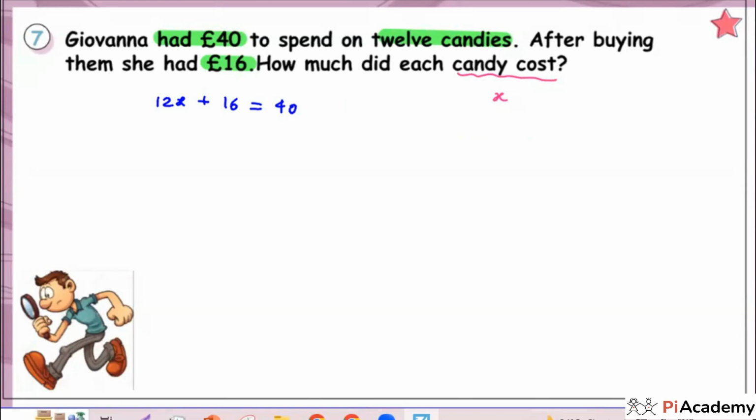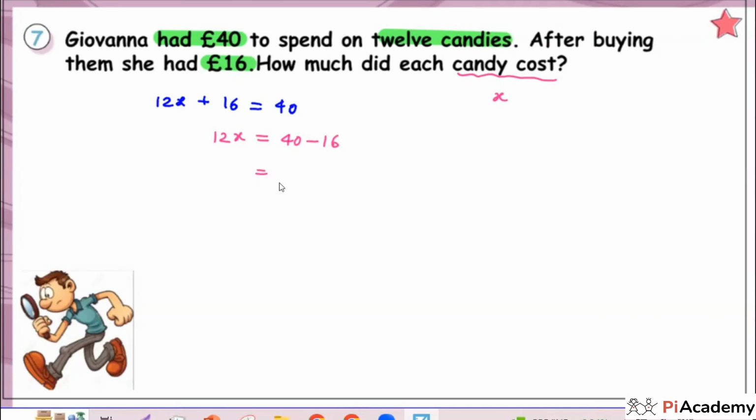Okay, so now you want to take away the 16, right? I did 40 minus 12x equals £16. So what I did was £40 minus 12x plus £40. And since you do it on one side, you have to do it on the other side. So you do £16 plus £40.